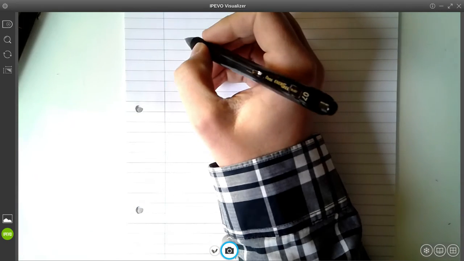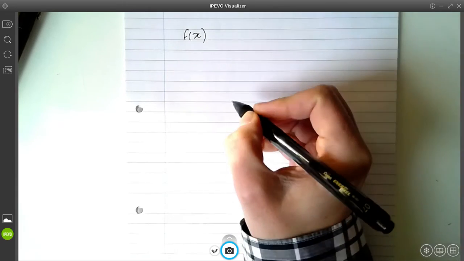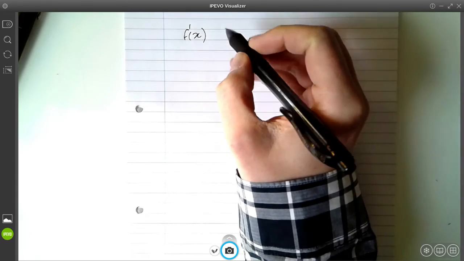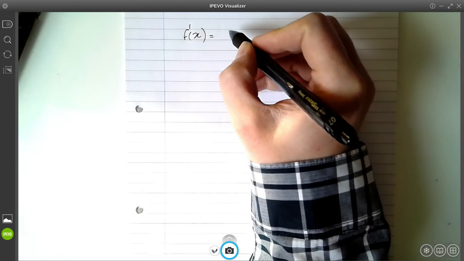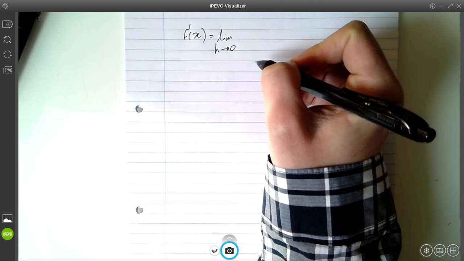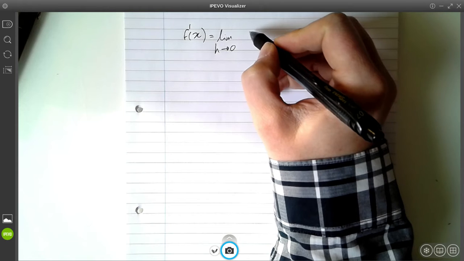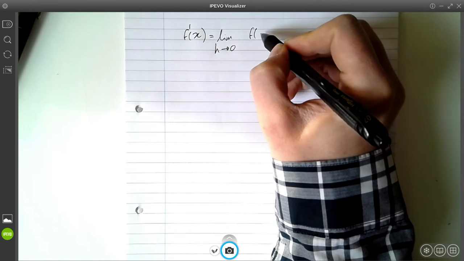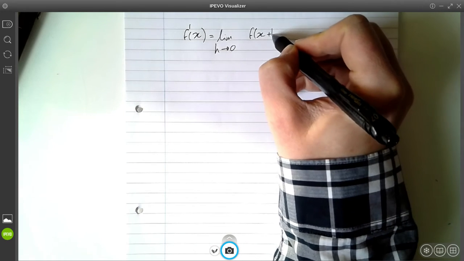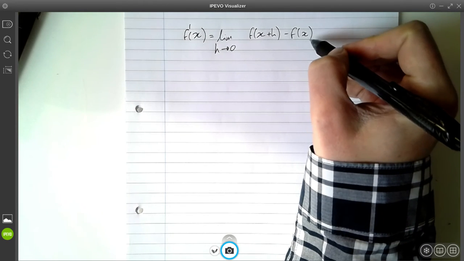Okay, so we're going to look at differentiation from first principles, and we know that for a function, if we differentiate that, f dashed of x, what we do is we take the limit as h, this small value h, tends to 0, and we do it on the function of x plus this small amount. Then we subtract the function applied to just x.